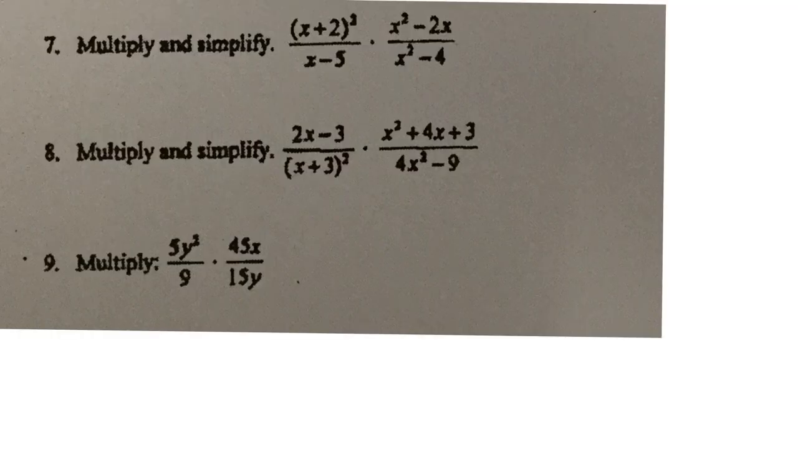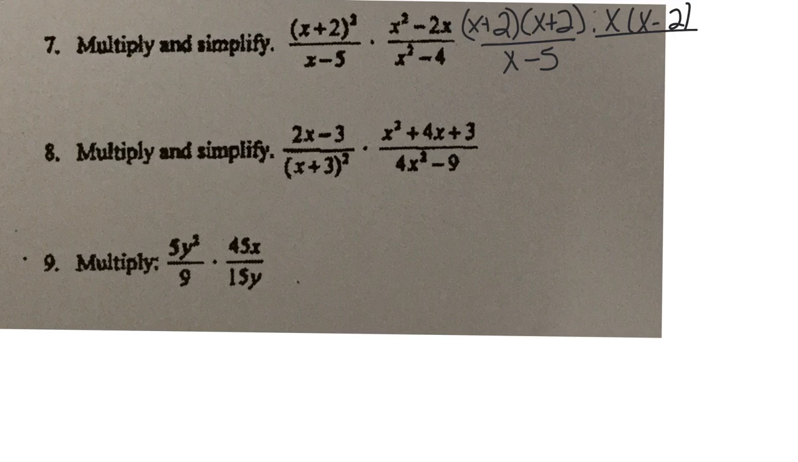Okay, we're going to look at 7, 8, and 9 here. Multiply and simplify. So again, we're going to factor x plus 2 squared. We're going to remember that that means x plus 2 times x plus 2. x minus 5 can't be factored. Oops, not equals, times. What can I factor out of x squared minus 2x? That's x times x minus 2, over x squared minus 4, which is x plus 2, x minus 2.